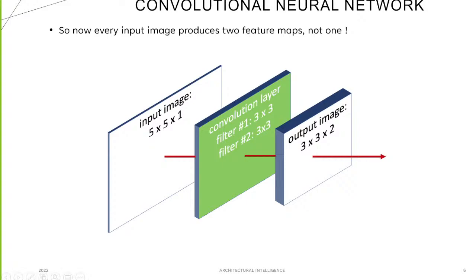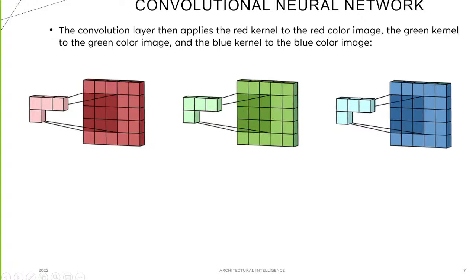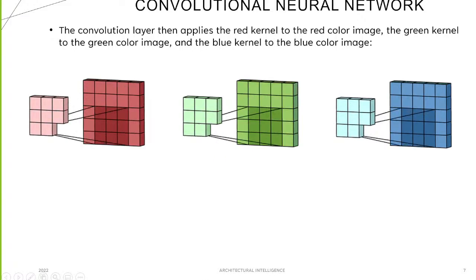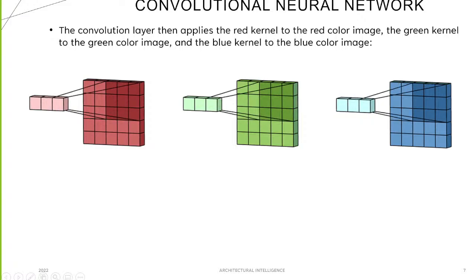So we have to extract every feature for each color. That's why the convolutional layer extracts feature number 1, feature number 2, and feature number 3 based on the colors of that image. So that's what happens inside the convolutional neural network in order to process that image.